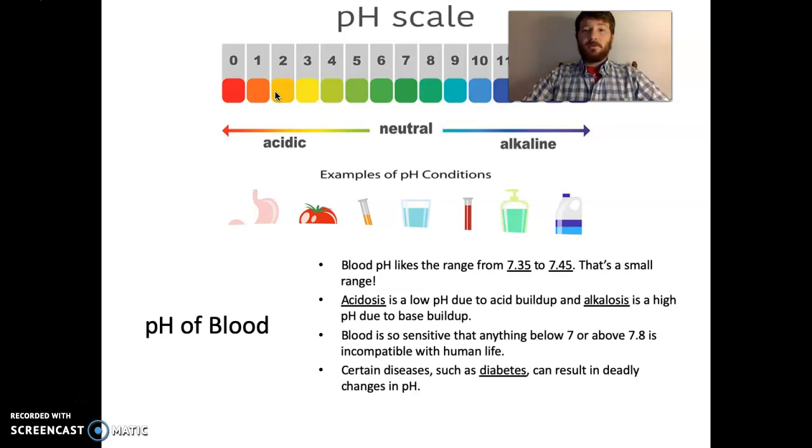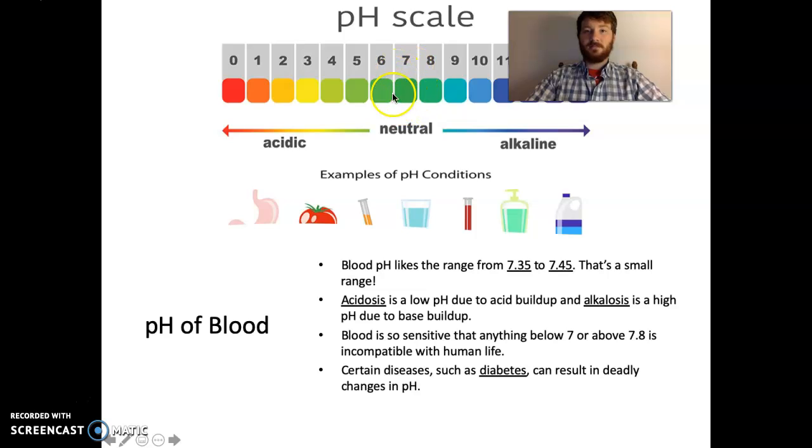The pH scale. Now, we should remember this from chemistry. The pH scale ranges from 0 to 14, with the acidic being 0, and 14 over here being the most basic. Stomach acid is about a 1. Tomatoes are pretty low as well. I'm not sure exactly what this would be. I think it's oranges, and oranges are pretty close to being low.